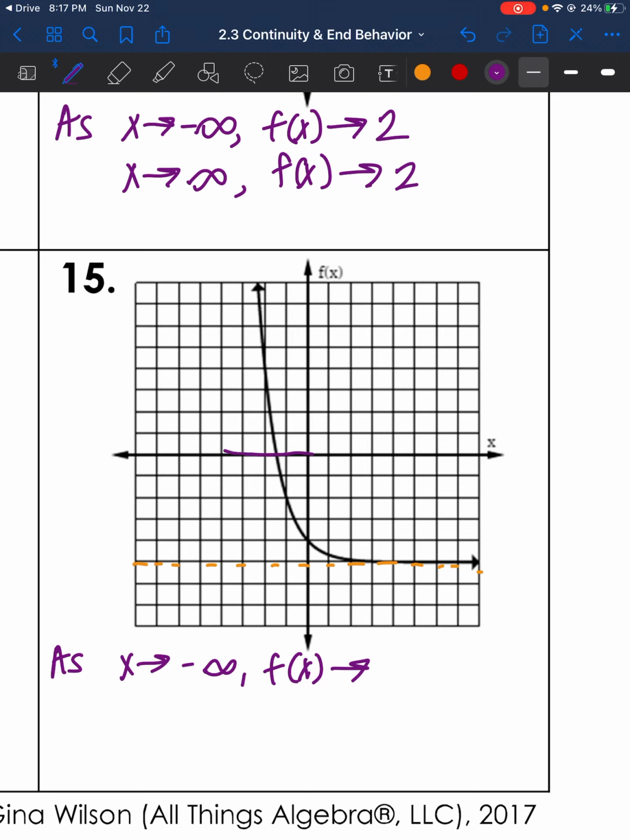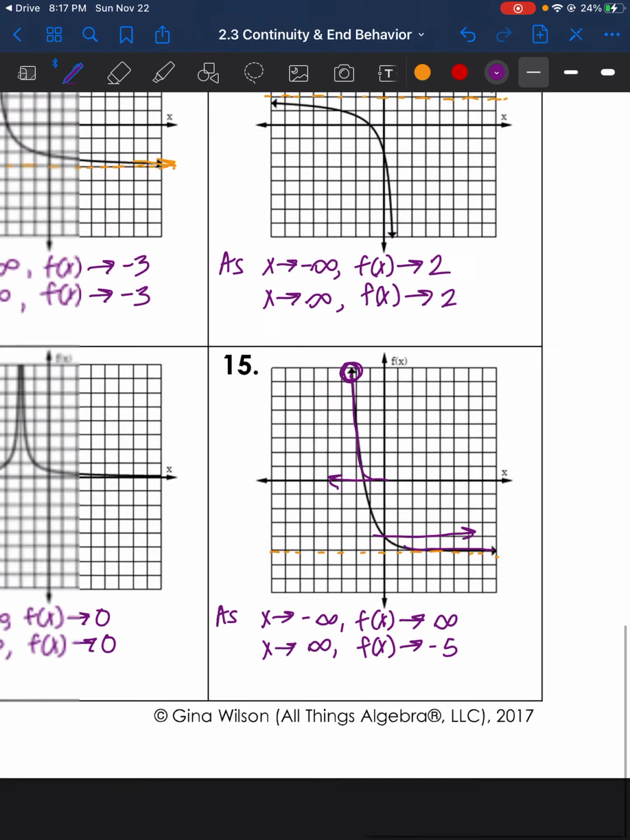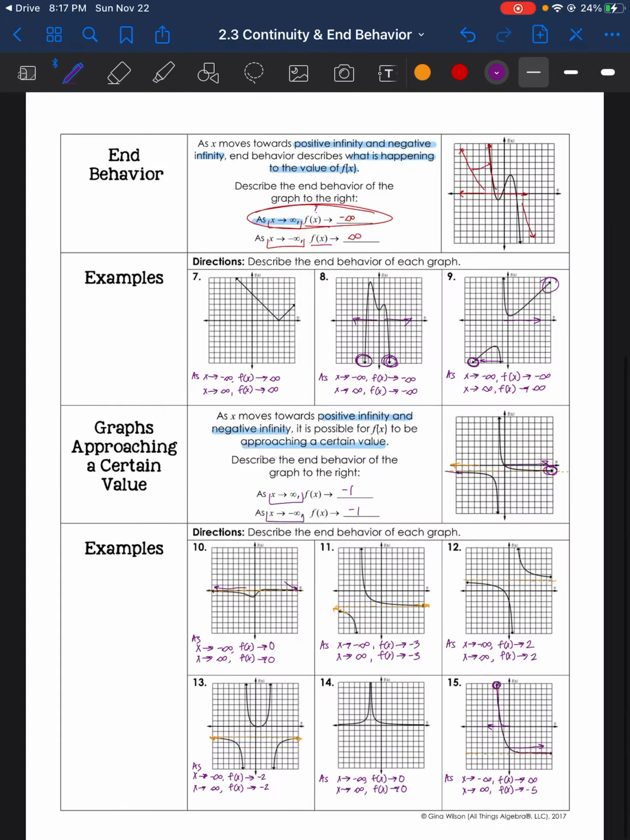So as our x's get smaller and smaller, it looks like our y values are just shooting up. Okay, so because of this arrow here, f of x is going to infinity as x goes to -infinity. And as x goes to positive infinity, what is f of x doing here? So let's look at the other side. As x is getting bigger and bigger, it looks like we're getting closer and closer to -5 here. So as x approaches infinity, f of x is going to be approaching -5. Okay, so there's an example where they're not the same. And that is continuity and end behavior.